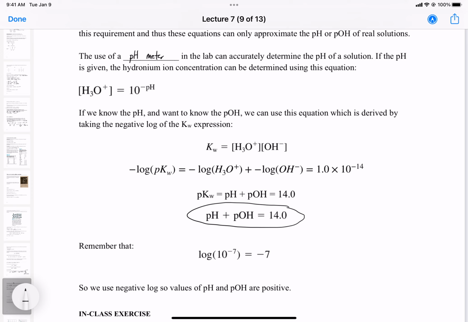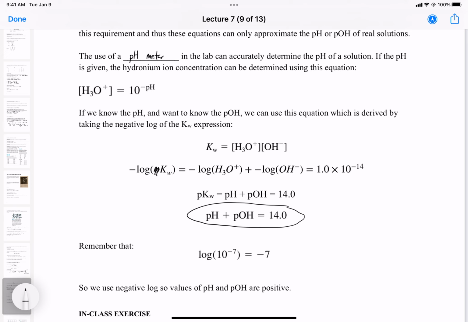So we take the negative log on both sides, and we just treat Kw as a concentration. Remember, we took the negative log of H3O plus, and that became pH. So this should actually be Kw. Sorry, that was a typo. That turns into pKw. So it'll be negative log H3O plus, negative log OH minus, equals negative log of 1.0 times 10 to the negative 14th.